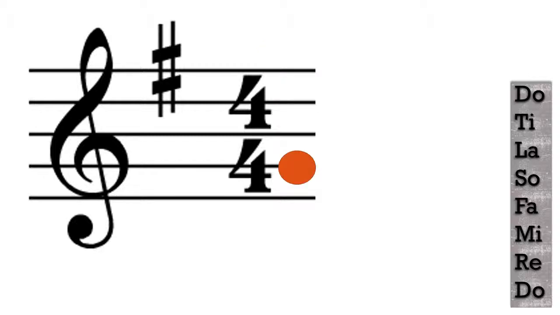We know that do is here. So do is on a line. Then we know mi is on a line and so is on a line. If we can keep that do, mi, so in our head, we can visualize those three notes, and it makes it much easier to find all the other notes in relation to that. So if do is on a line, then mi is on a line, then so is on a line.